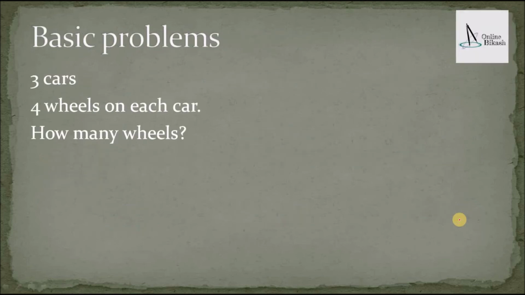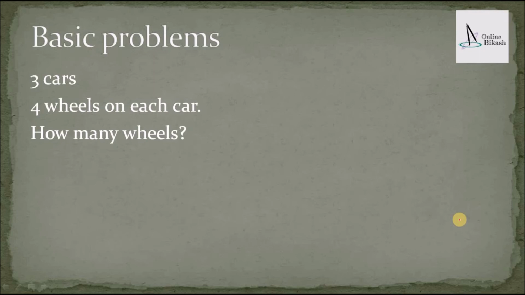Now some basic problems where we can apply the multiplication. Say 3 cars, and in one car how many wheels are there? Wheels mean what? The chakka. How many wheels are there? 4 wheels are there. Yes or no? Each car has 4 wheels.